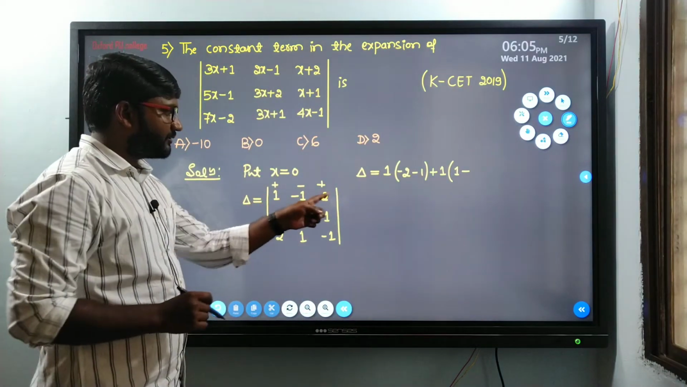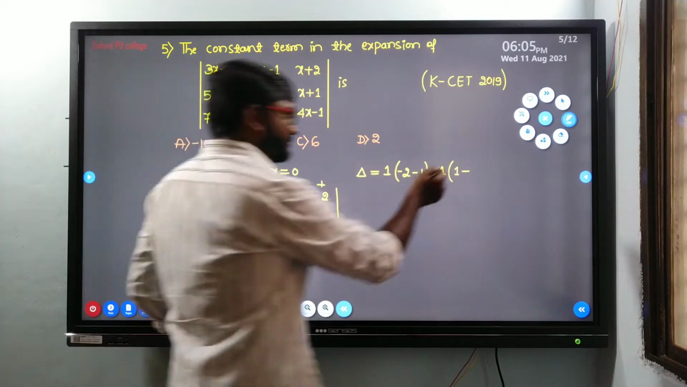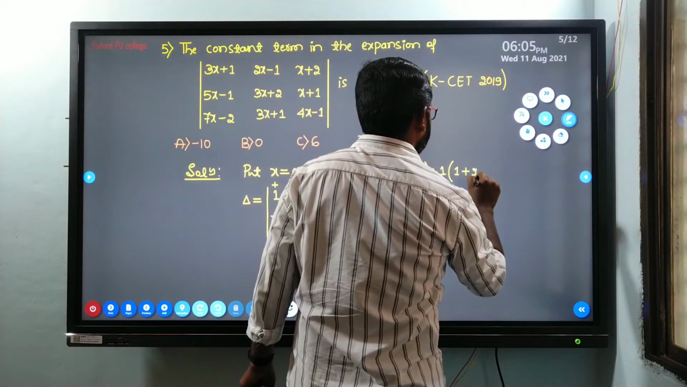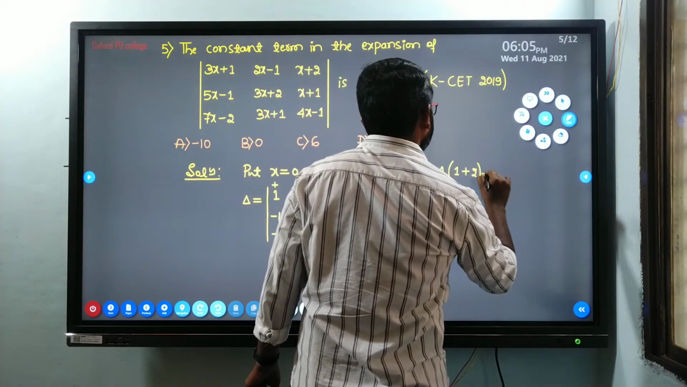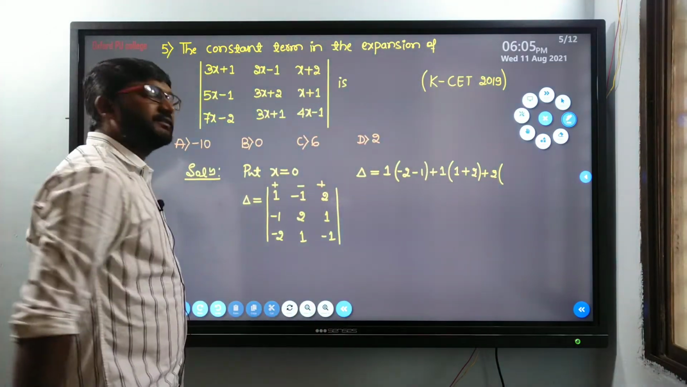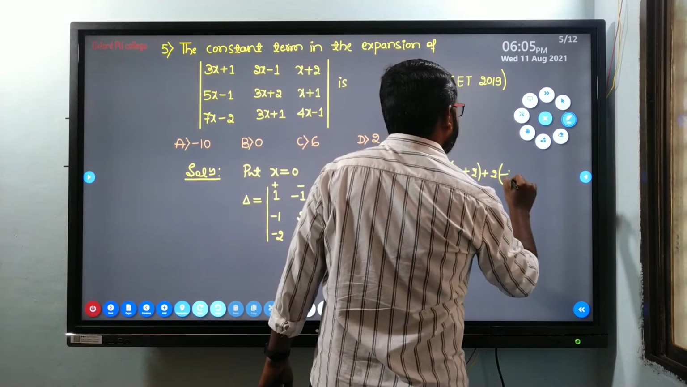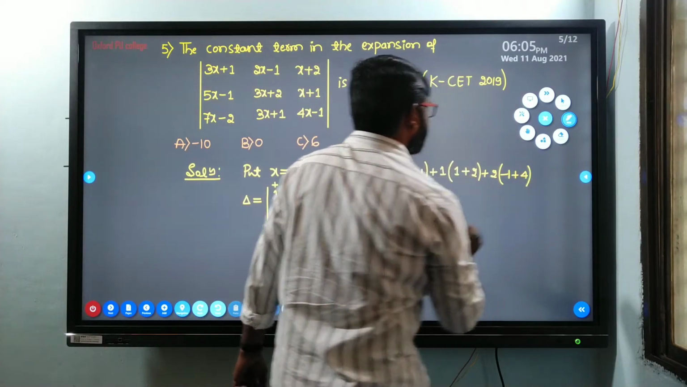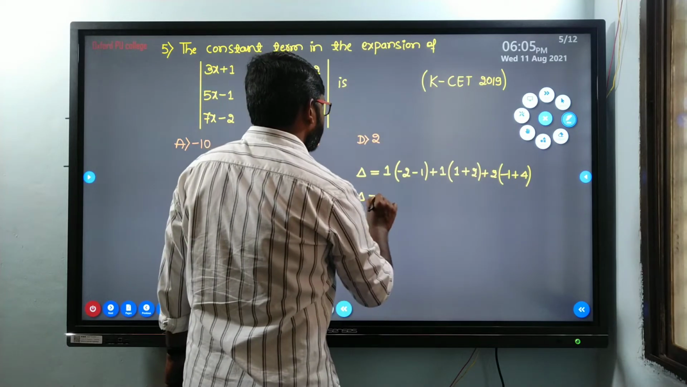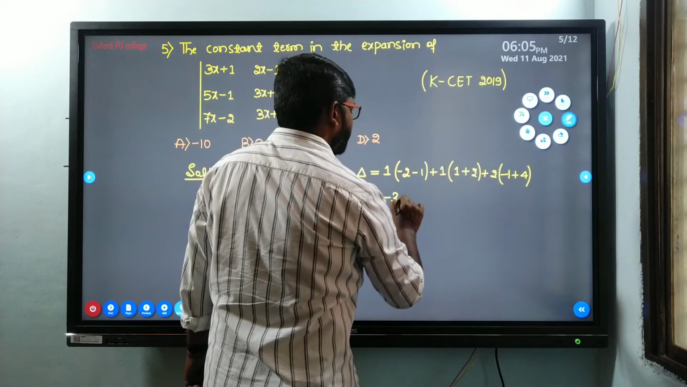So delete the first row and the second column. Now we will have to multiply minus 2 into 1, it is minus 2. So here it is already minus, it is plus 2. Then plus 2, delete the first row and the third column. But we have minus 1 plus 4. Minus 1 plus 4. So simplify this. Determinant equals minus 2 minus 1, it is minus 3. Then we get plus 3.